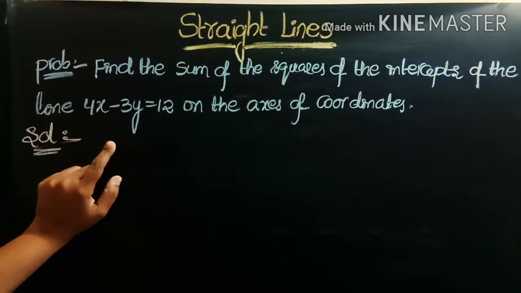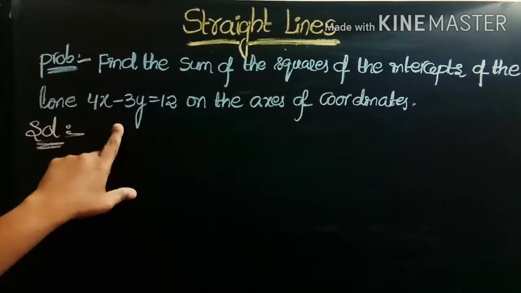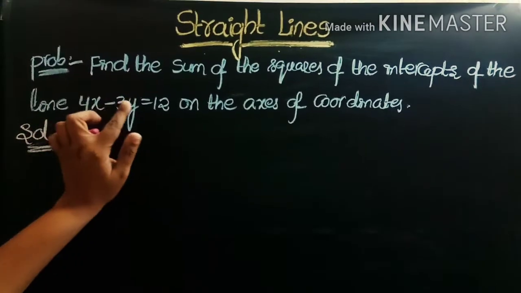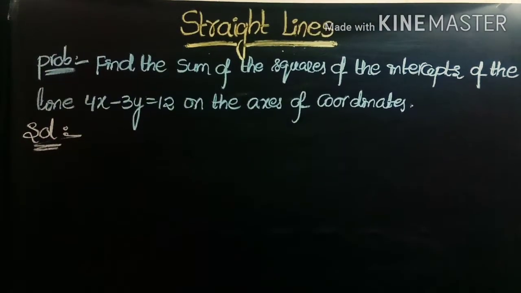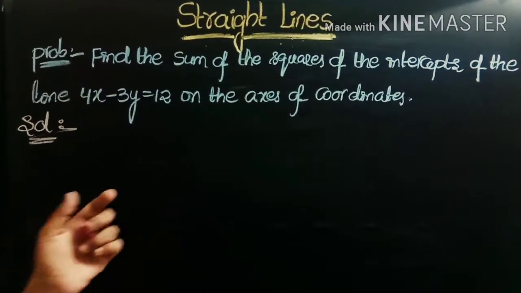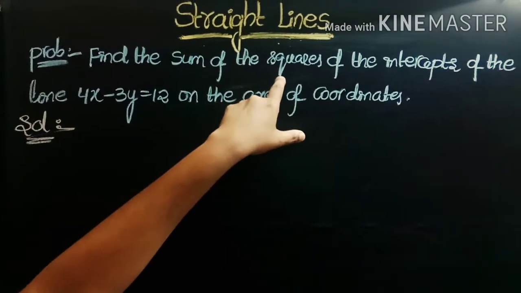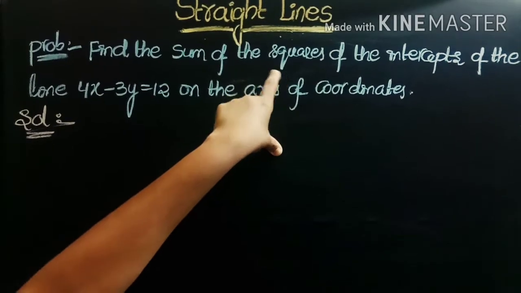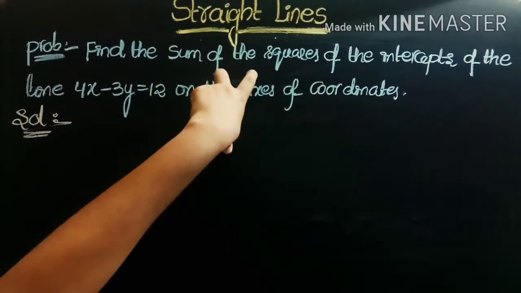Find the sum of the squares of the intercepts of the line 4x minus 3y equals 12 on the axis of coordinates. Find the sum of the squares of the intercepts. What are the intercepts, a comma b? Squares of the intercepts, a square, b square. Sum of the squares, a square plus b square. So we want the value of a square plus b square.